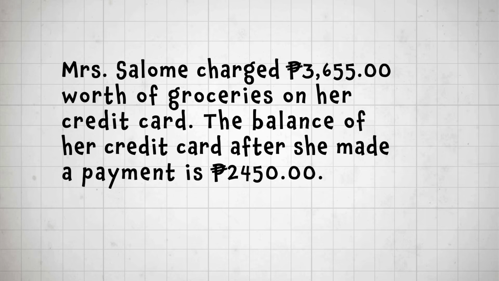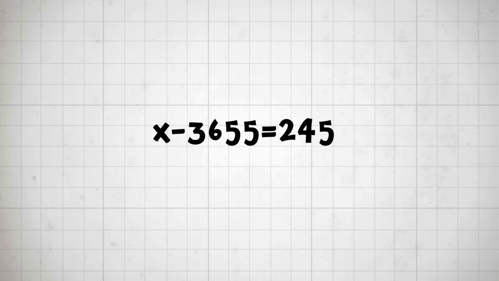And time is up, so put your pen down. Do you think you got it right? Let's see. The situation can be represented by the equation x minus 3,655 equals 2,450, where x was the balance in the credit card before Mrs. Salome made the payment. And since the variable is raised to 1, the equation is not quadratic. Thus, the situation does not illustrate a quadratic equation.